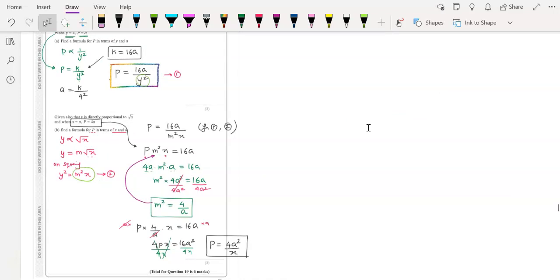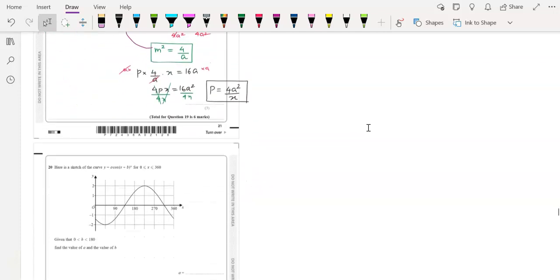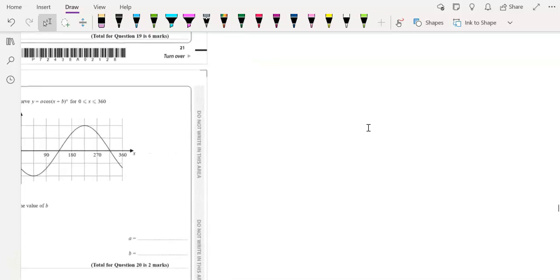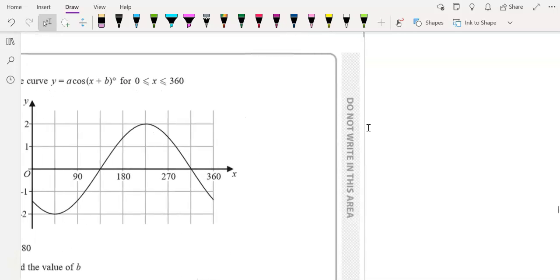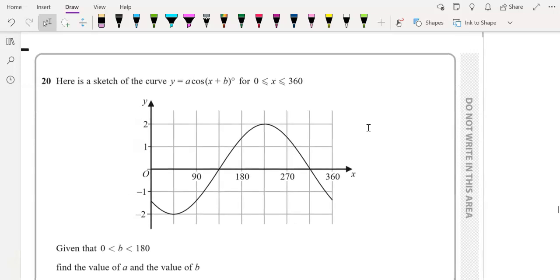Let's move on to the next part. Question number 20. Here is a sketch of curve y equal to a cosine x plus b for 0 less than or equal to x less than or equal to 360. So obviously there is a transformation of the curve. Okay, so first of all, what we'll do is we'll draw a curve for y equal to cosine of x. We can compare and we can find all the answers.